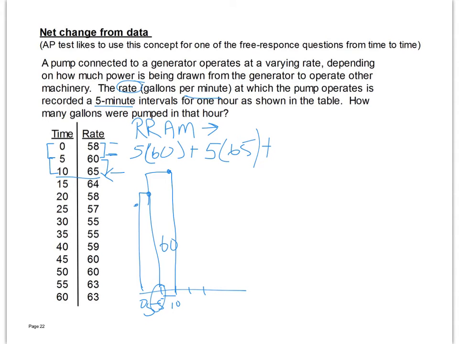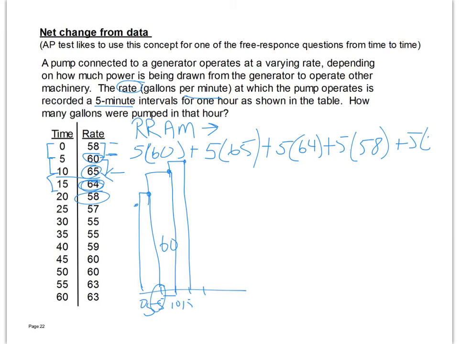Plus the next interval from 10 to 15, that's 64 high. Notice we use 60, then 65, then 64. It's 5 along the bottom, and it's 64 high. Plus 5 times, I guess the next one's going to be 58. I think that instead of a parenthesis, I wrote a 6. I got a little crazy there.